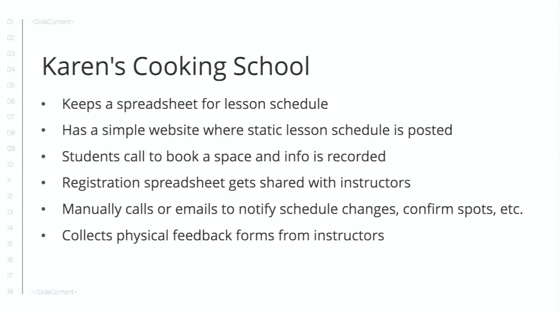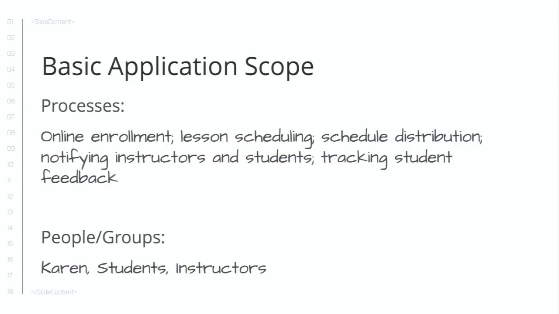I'll be gentle. Okay. When we talked about the first thing of these 3 questions that we need to do, we can identify with Karen what's going on. So what are the processes that we've listed? Well, we've actually found 5 or 6 different processes that Karen could improve. She could improve online enrollment, lesson scheduling, schedule distribution, notifying instructors and students of various things, and tracking student feedback. Right? So those are all distinct processes that we've discovered in Karen's organization that we need to fix.